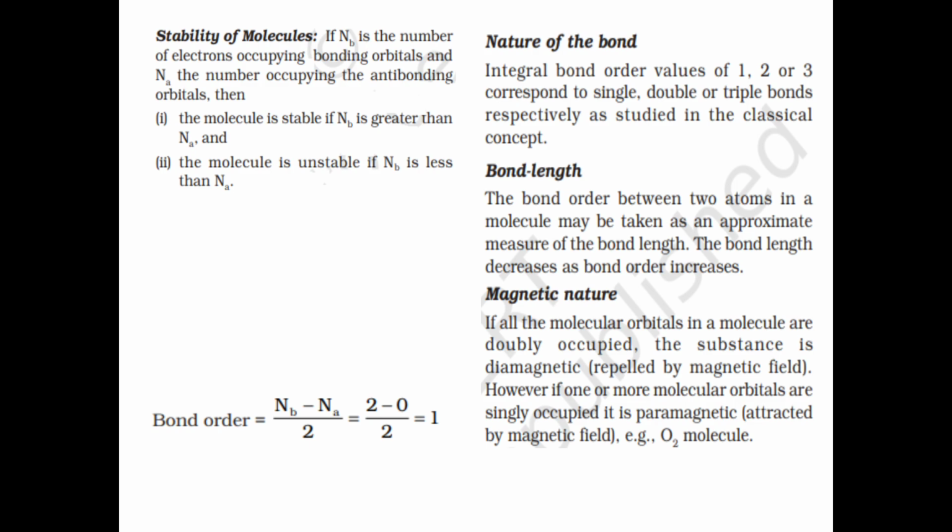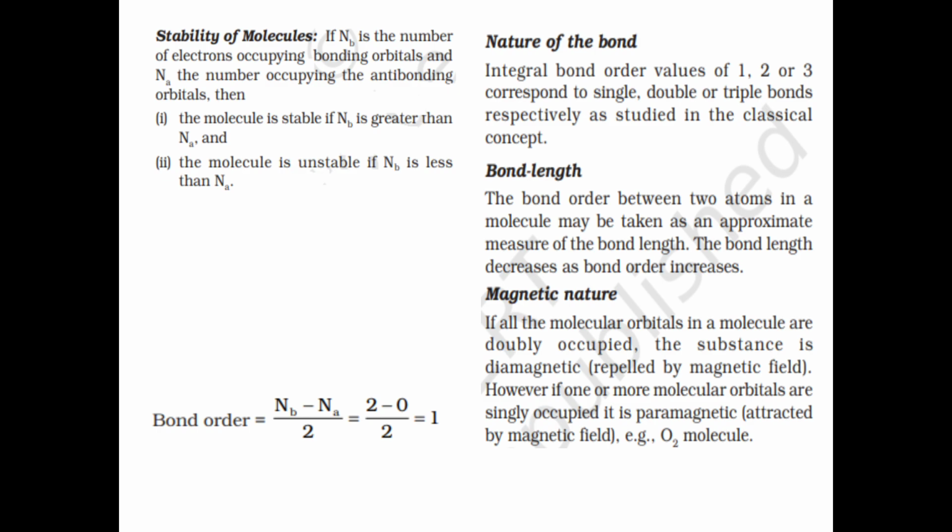Bond order. The nature of the bond. Integral bond order values 1, 2, 3 correspond to single, double and triple bonds. For fractional bond order, there is a chance of the presence of an odd electron in the molecule, for example NO, nitric oxide. Bond length. The bond order between two atoms in a molecule may be taken as an approximate measure of the bond length. The bond length decreases as the bond order increases.